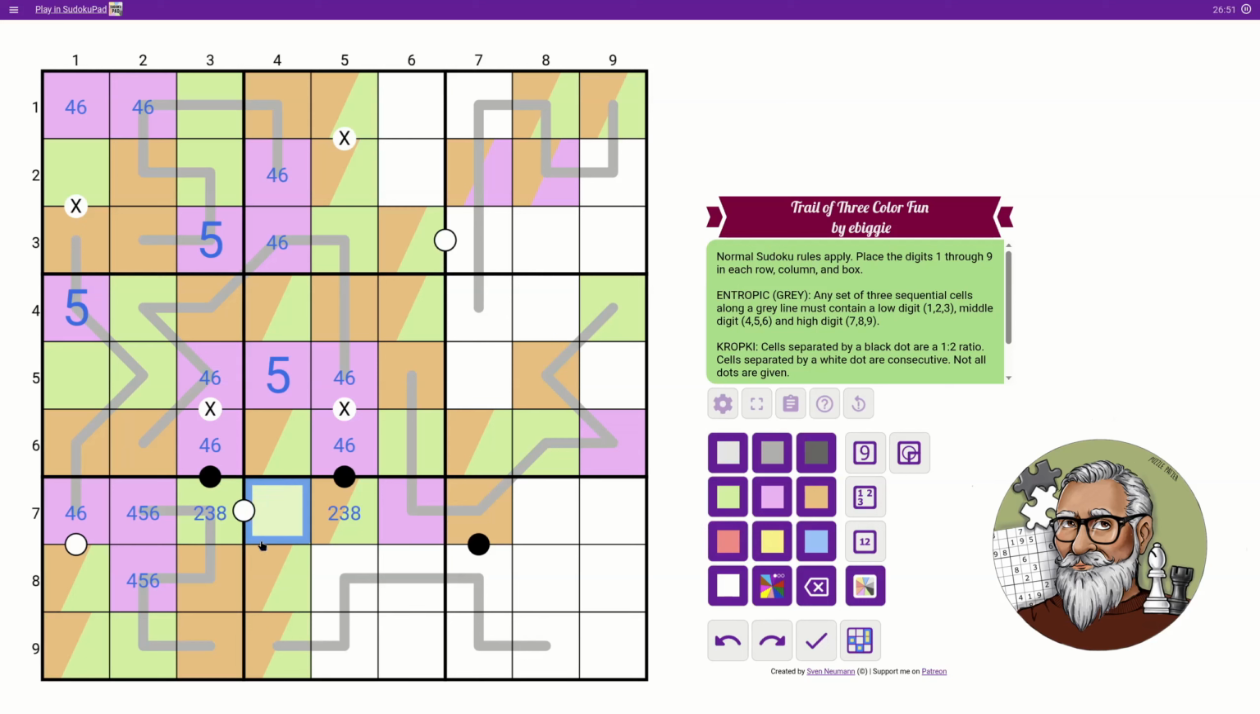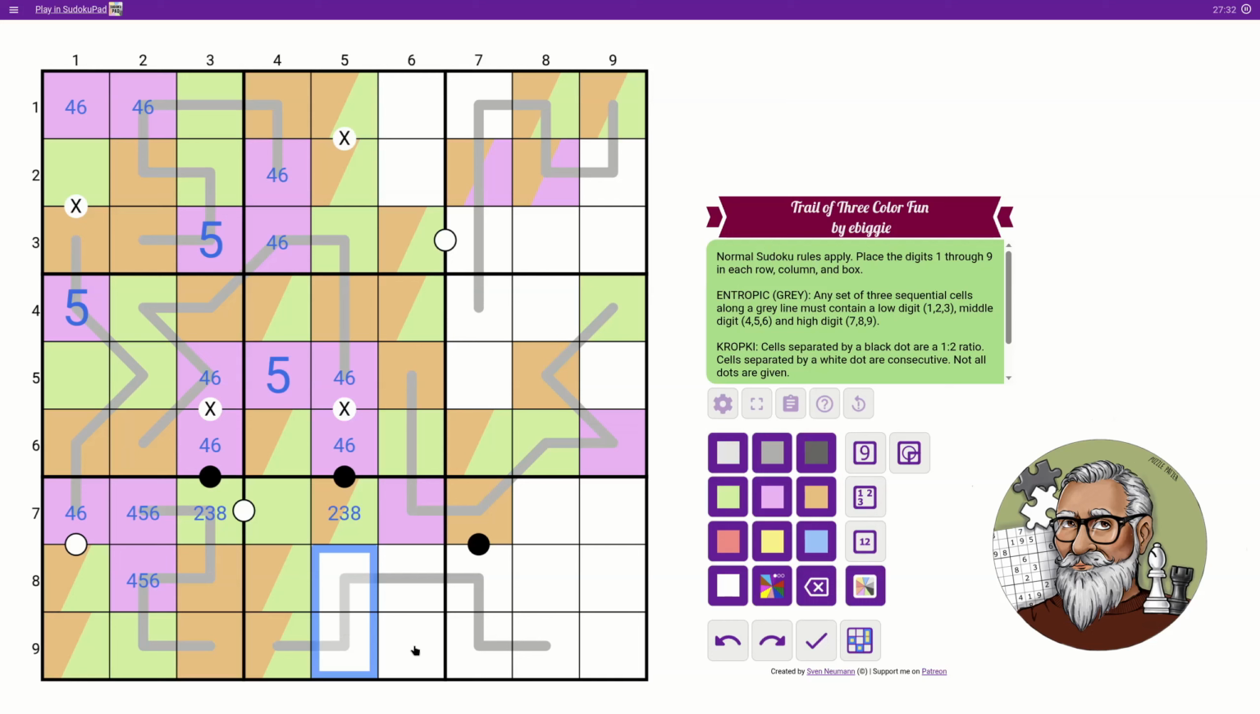But that doesn't tell me what it is yet. Because we can still have 7 or 9, or we could have 1, 2, or 3. So we don't know. We do know that we have 2 green now. Is that useful? I'm not sure. I do need a 5 here somewhere.